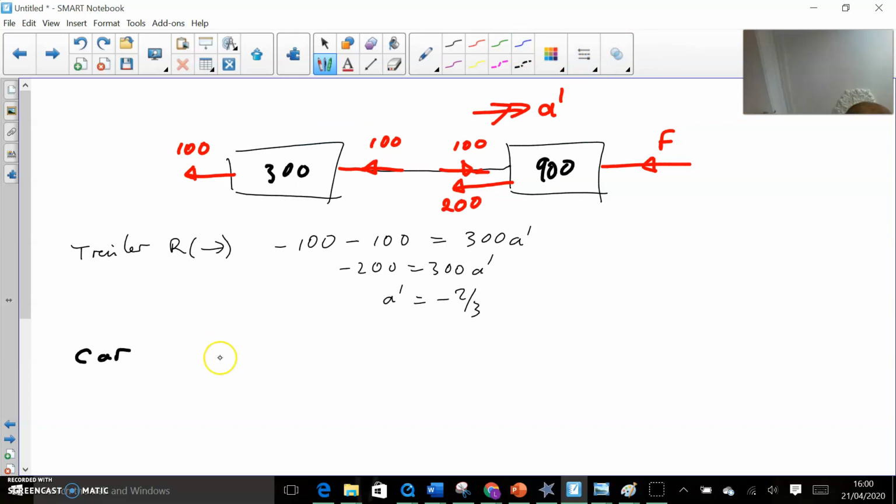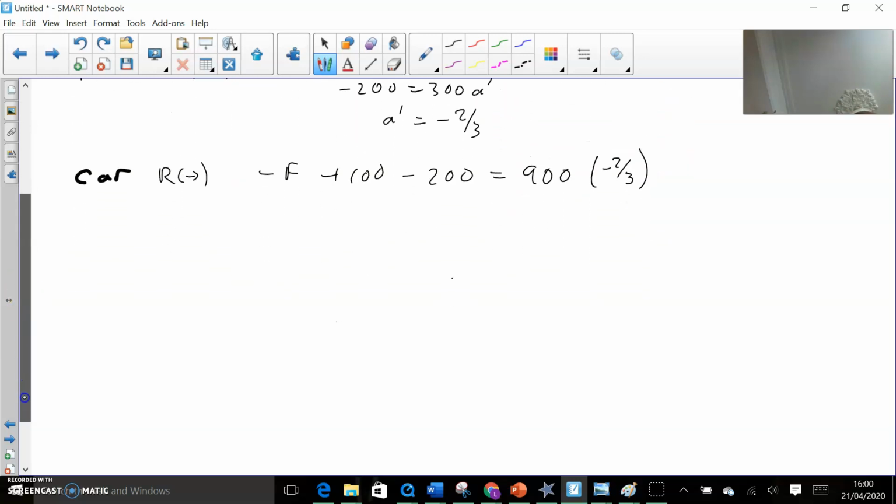The car, we have minus F. So again, resolving in that direction, minus F. Now we've got plus 100 for the thrust on the car, minus 200 for the resistance, equals mass, which is 900, times the acceleration, minus 2/3. You see, you have a different acceleration than before in parts A and B.